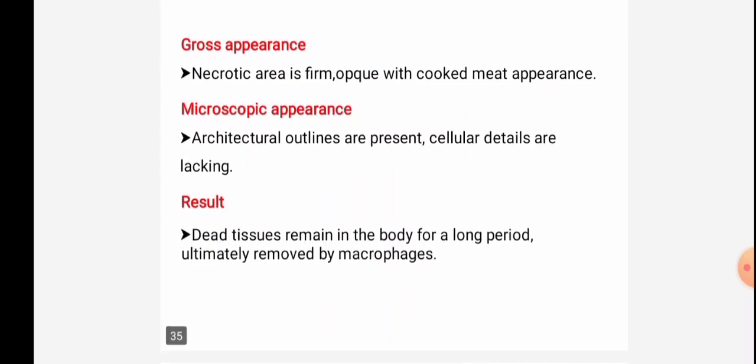In gross appearance, the coagulative necrotic area is firm, opaque, and has a cooked meat appearance. In microscopic appearance, the architectural outlines are present, but cellular details are lacking. As a result, dead tissues remain in the body for a long period, ultimately removed by macrophages.